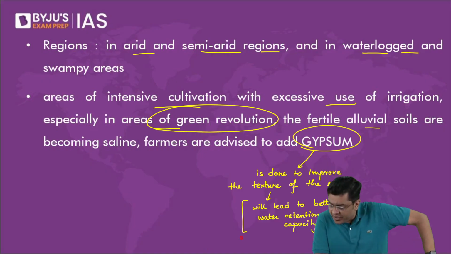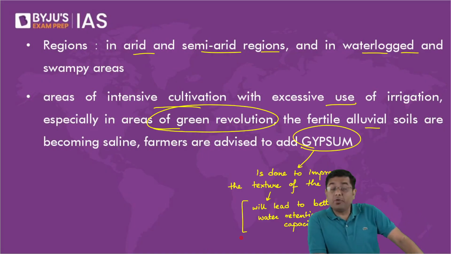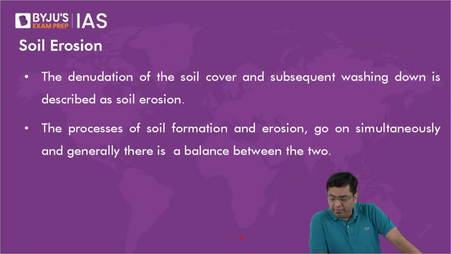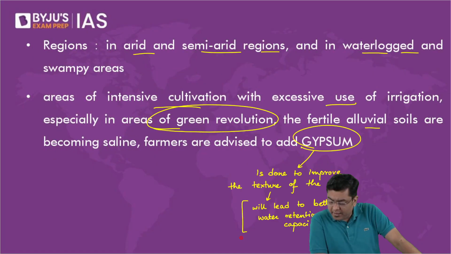Does rice cultivation cause salinity? If you carry out the cultivation by flood irrigation, yes, it will cause salinity. We'll come to the portion of soil erosion, but before that, we take a break and then we carry on.